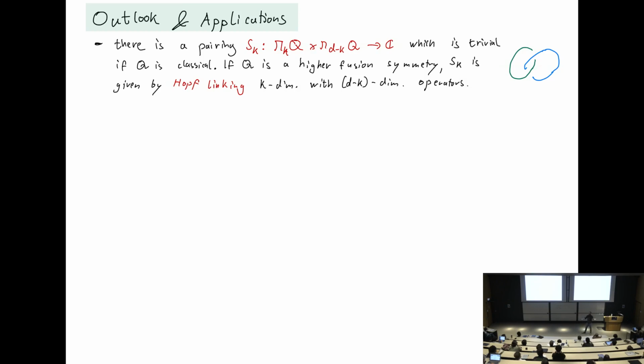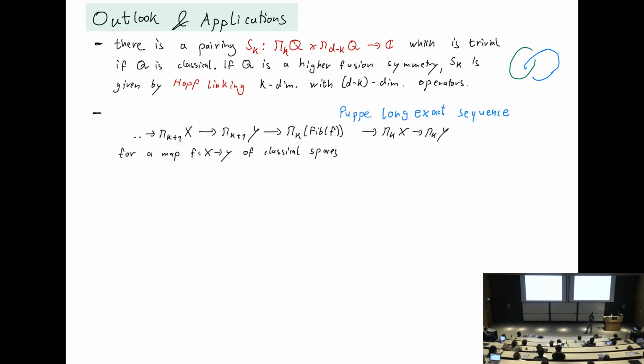Now let me drop this and say something else, and then say how this relates. Groups only become interesting, or useful, once you know what exact sequences are, long exact sequences. Long exact sequences are the things that allow you to compute with groups. To build examples of groups, you need long exact sequences. And most long exact sequences come from the so-called Puppe long exact sequence. If I have any map of classical spaces, I can have a sequence which goes pi k X, pi k Y, then pi k of the fiber, or really the homotopy fiber of f, and it continues like this.